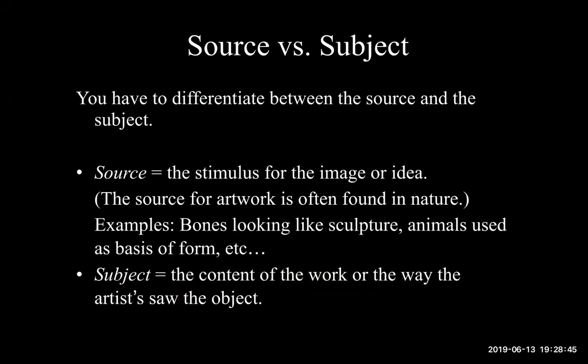You want to differentiate between the source and the subject. So the source is the stimulus of the idea or the image, and it's often found in nature. Some examples of that would be bones that look like sculpture, animals that are used as a basis of form, and then the subject is the content of the work or the way that the artist saw the object. So the source and the subject.